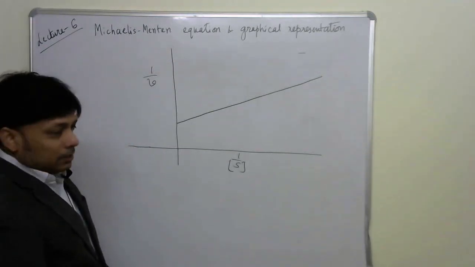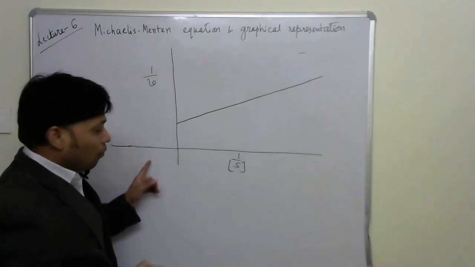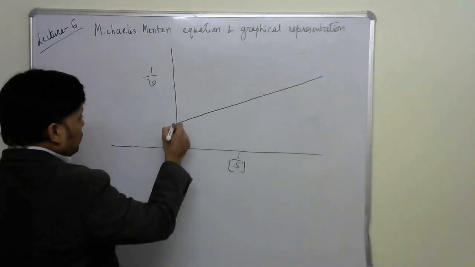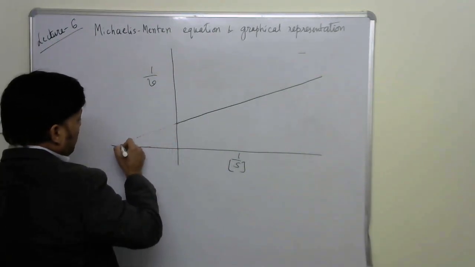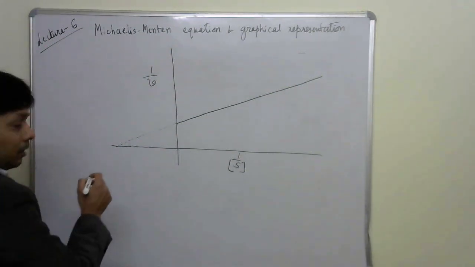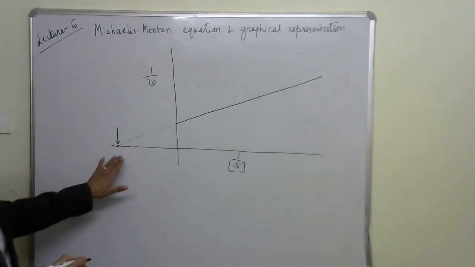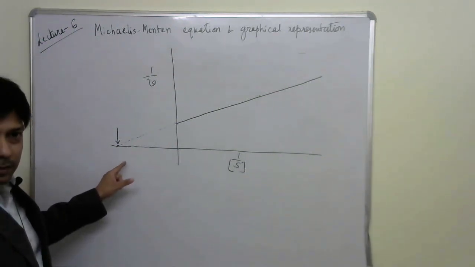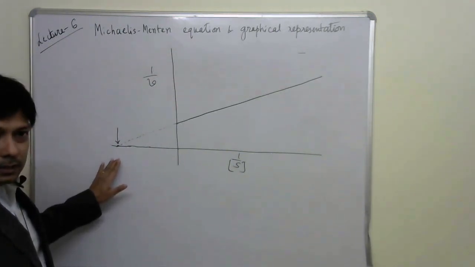So the question is, what is the intercept of this line on the 1 over S axis? That means we have to extrapolate this straight line. If we extrapolate the straight line, definitely we reach a point here. So the question is, what is the value of this point? Can you calculate that?